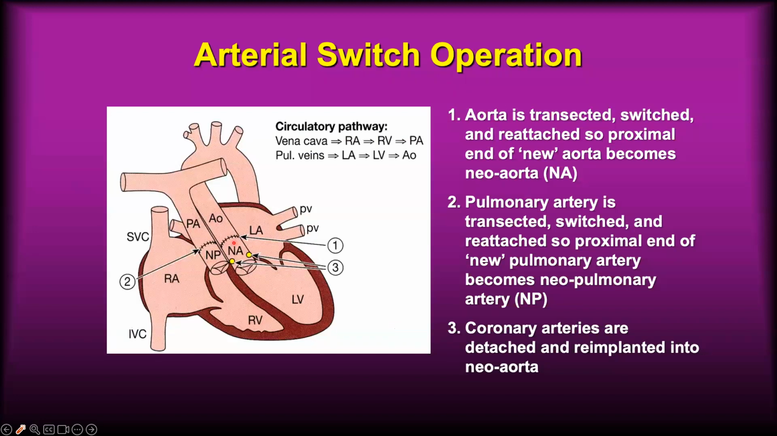But then the coronary arteries have got to be transected, tied off, and moved over. That sounds like quite the operation. And you switch the pulmonary artery. You've got to cut that off and move that over. So you can see that this is called the arterial switch operation because we're just switching the great arteries and the coronary arteries.